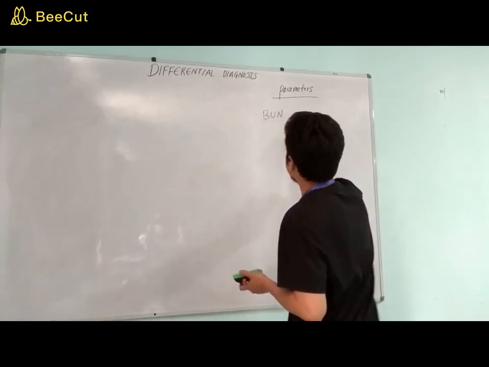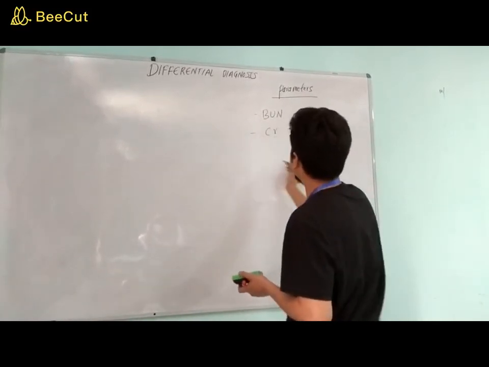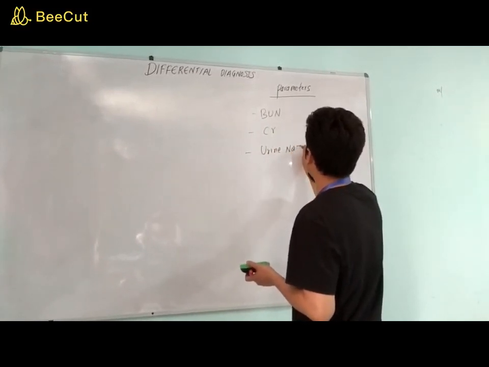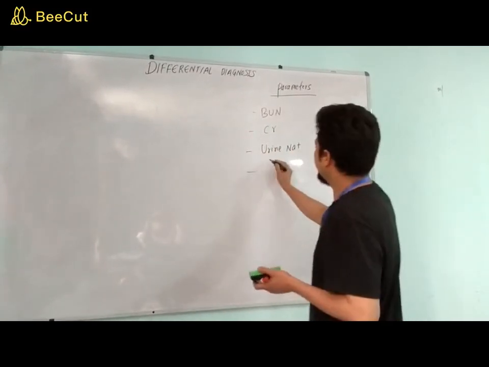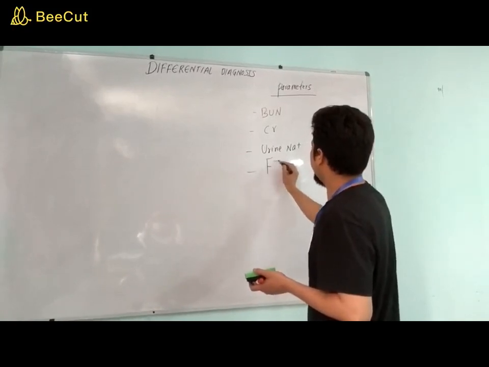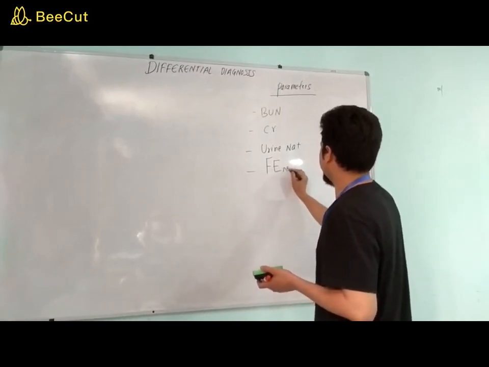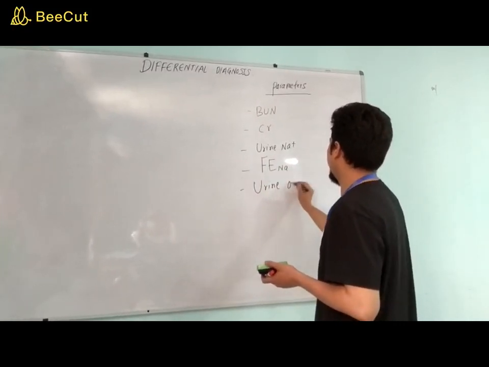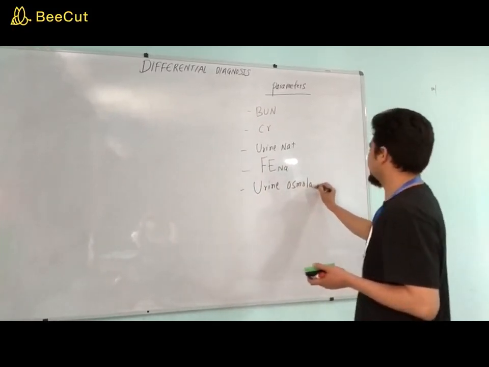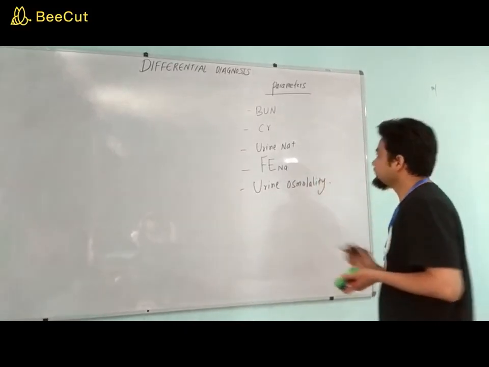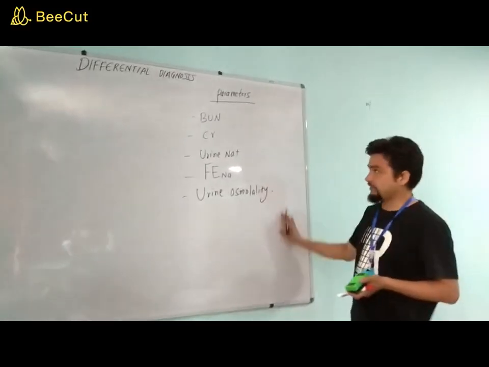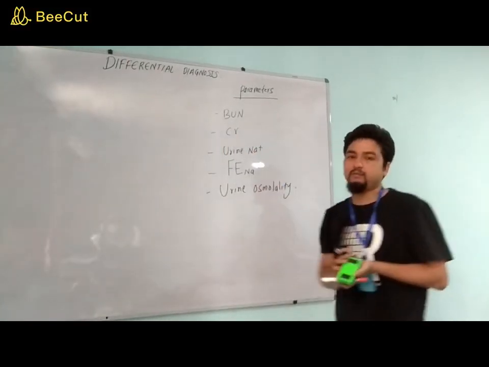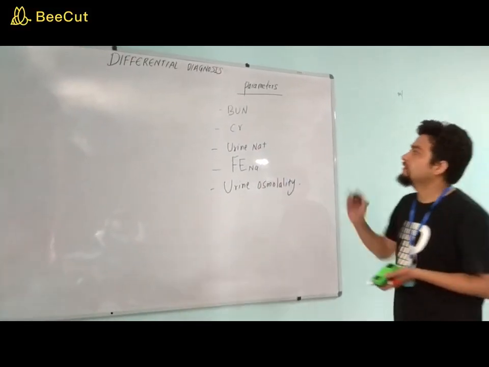Blood urea nitrogen, creatinine, urine sodium, fractional excretion of sodium and urine osmolality. So by the help of these parameters, we are now going to differentiate pre-renal, renal and post-renal disease.